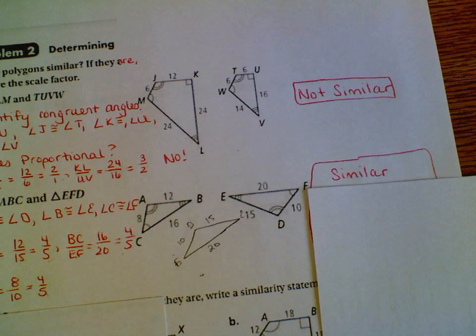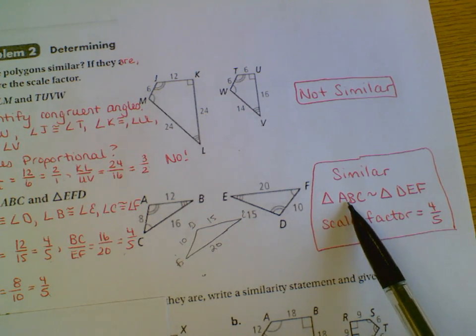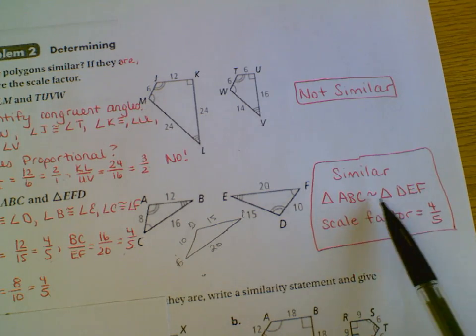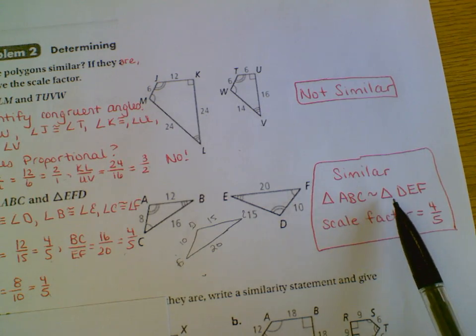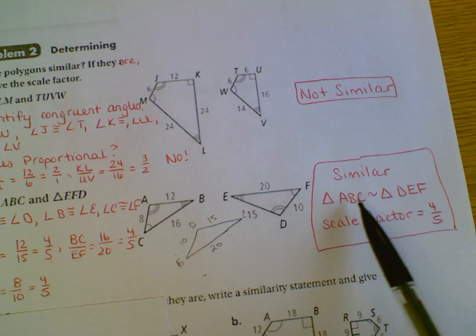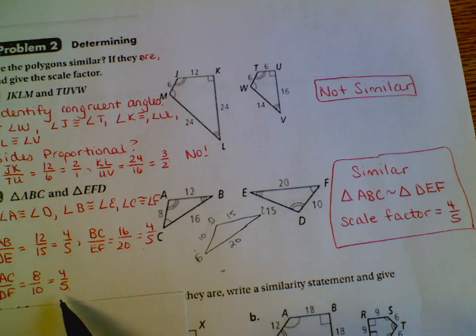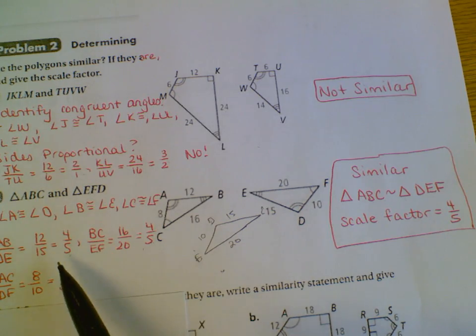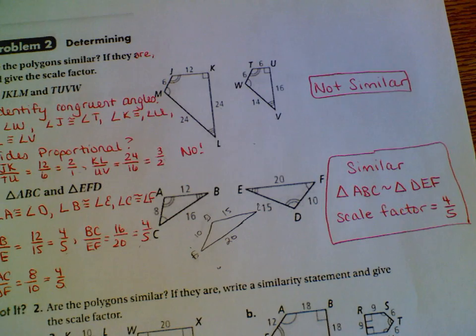If I say they're similar, I have to give the similar statement and the scale factor. So when I write out my similar statement, I have to make sure I line up my corresponding angles. So triangle ABC would be similar to triangle DEF because D corresponds with A, E to B, F to C. And then as far as your scale factor goes, that's just your number that you found for being the proportion. So I would write my scale factor as being 4 to 5. Alright, pause the video and see if you can do the next two figures.